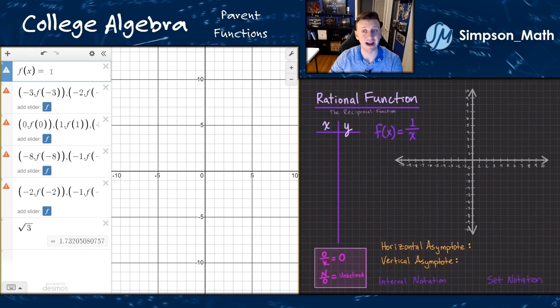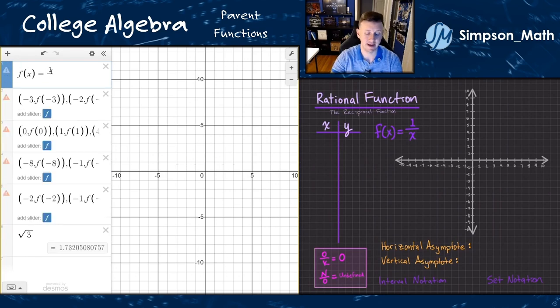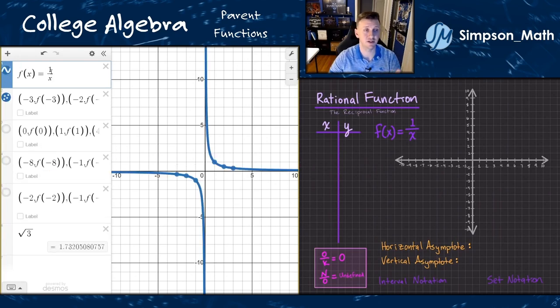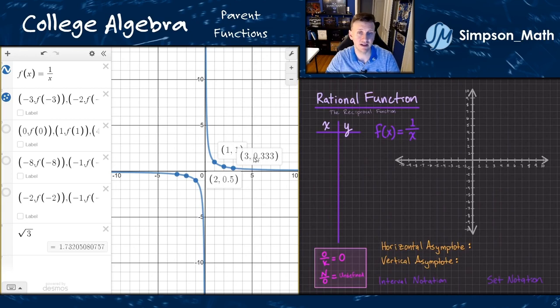All right, we're going to talk about the rational function. Some people also call it the reciprocal function. Reciprocal because we just take x and we flip it, so it's now 1 over x. Or rational because it's dealing with fractions. So 1 divided by x. And when you type in the division, it gives you the nice fraction bar over here on Desmos. All right, so looking at these dots, they're not bad. They give us 1, 1, 2, half. And 3, this is a third.